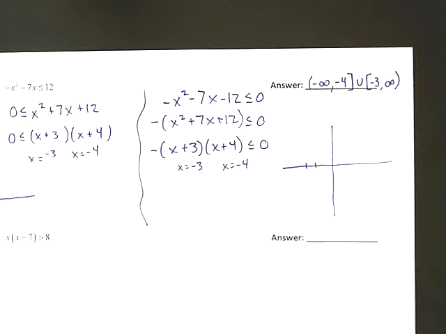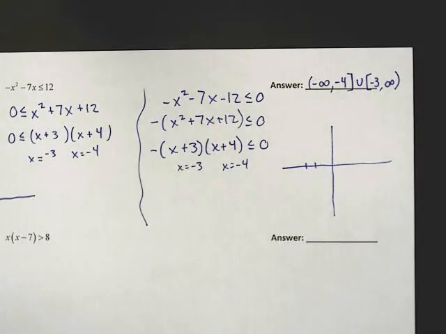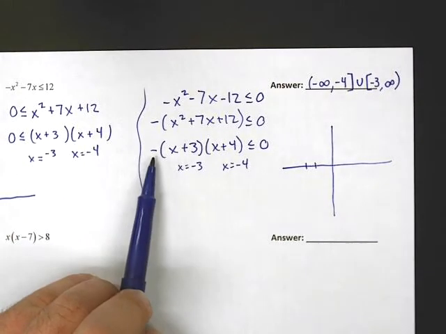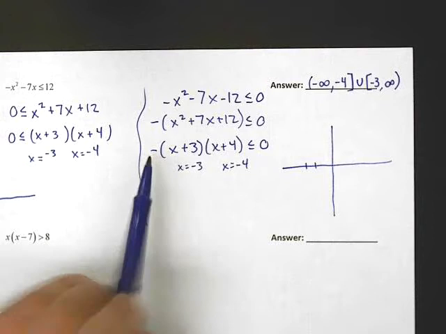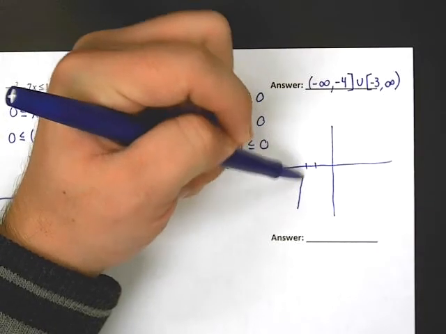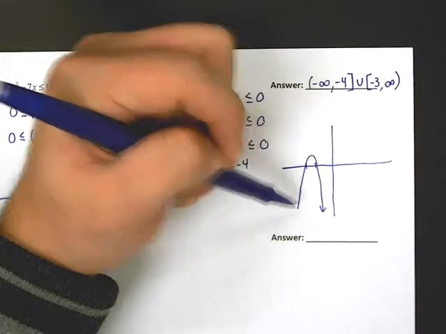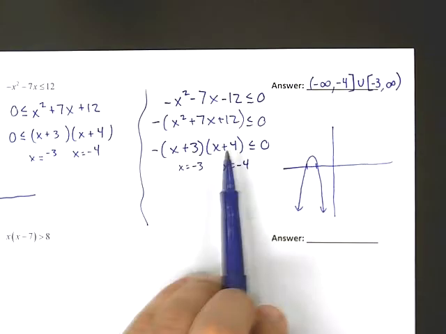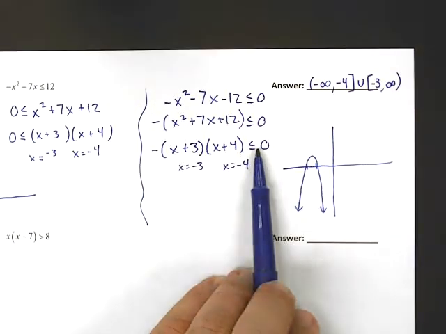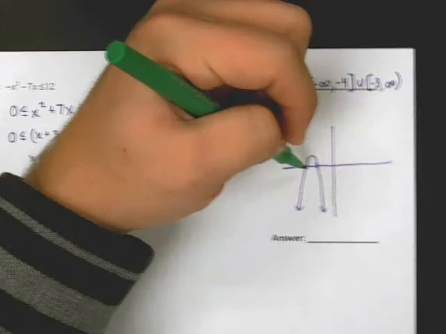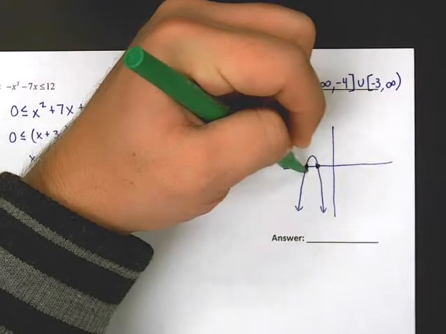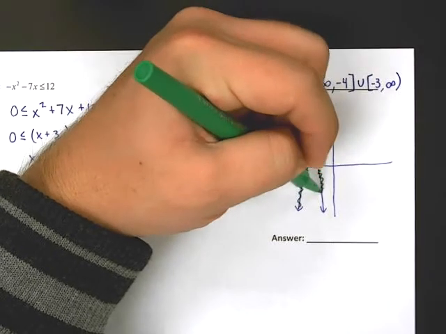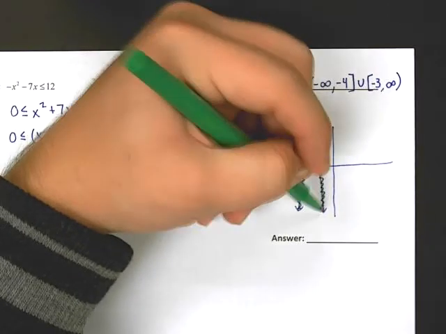Well, I still plot my critical values. But now what's happening? Now my a value is negative, right? So this is opening down. This is a parabola opening down. So I'd have to sketch something like this. All right. And then now I want to be less than 0. If I want to be less than 0, so now I'm here, and again, I would have to sketch where it's less than 0.